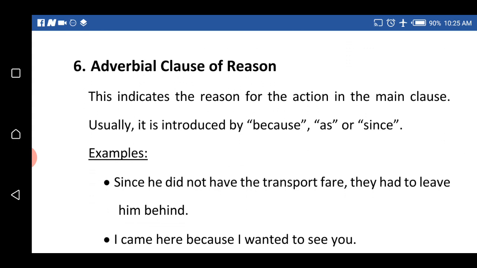Examples. Example 1. Since he did not have the transport fare, they had to leave him behind. Example 2. I came here because I wanted to see you.